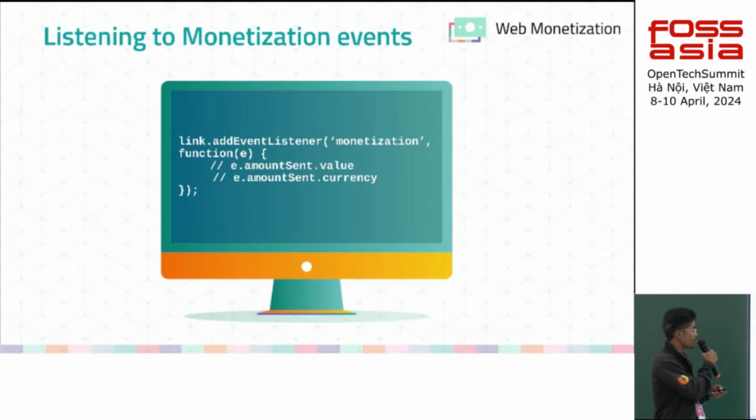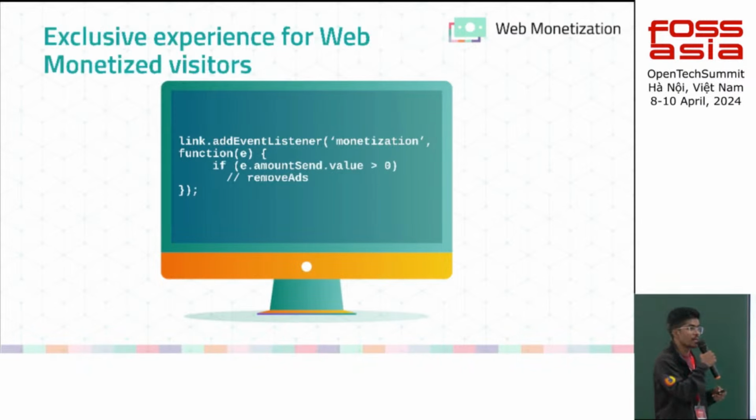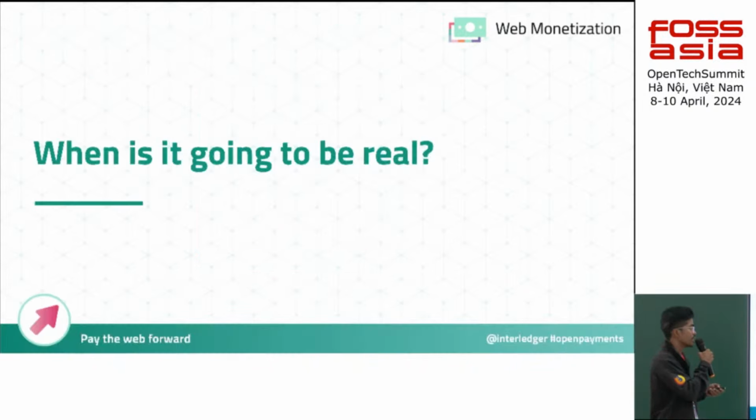And so imagine now you have a blog post which heavily depends on ads. You can provide an exclusive experience for users who are web monetized. For example, if a general user visits your website, you can still serve them ads. But since I'm a web monetized user and I'm paying you when I'm watching content on your website, you can remove ads for my experience. So this will improve my experience, and you will also get paid for your content.